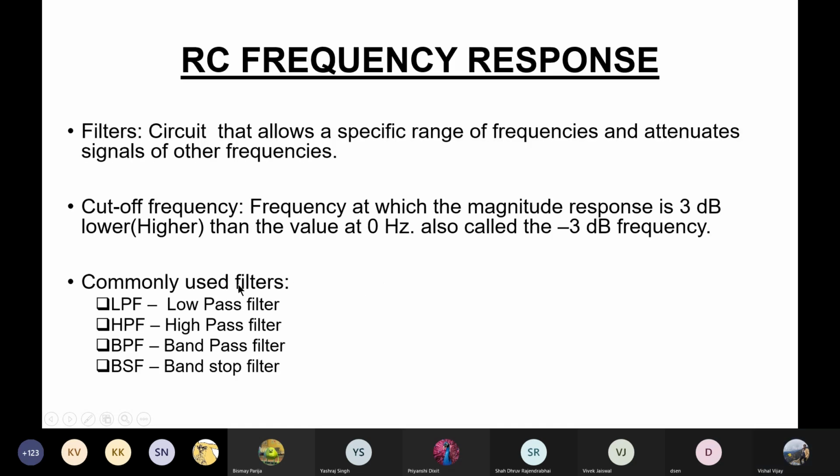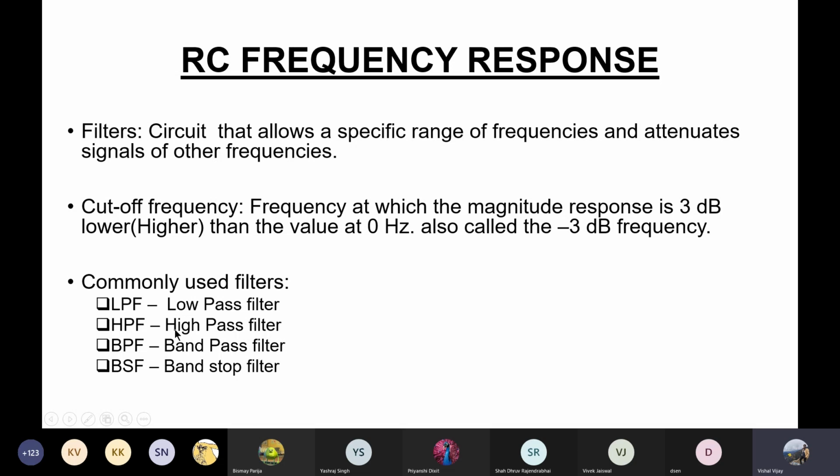Right. So we basically plot the frequency response of the filter, and we see how the circuit is responding to different frequency ranges. Right. So a filter is something that allows a specific range of frequencies and attenuates signals of other frequencies. It is divided into 4 parts. There are many filters, but commonly there are 4 filters: low pass filter, high pass filter, band pass, and band stop.